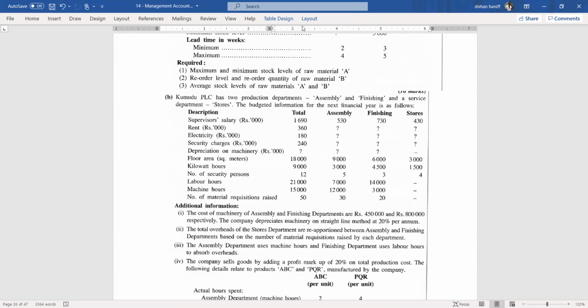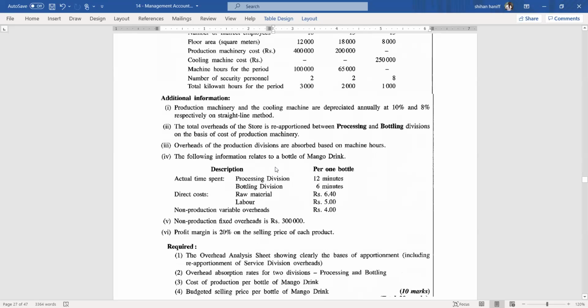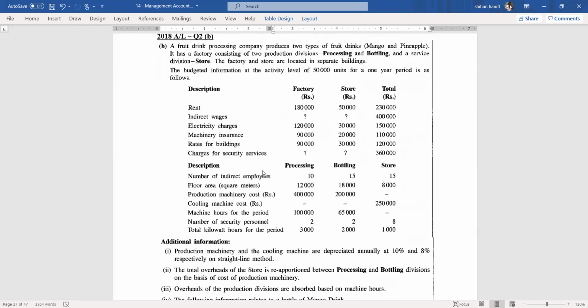Right. So let's do a past paper. 2018. So let me explain the 2018 paper.